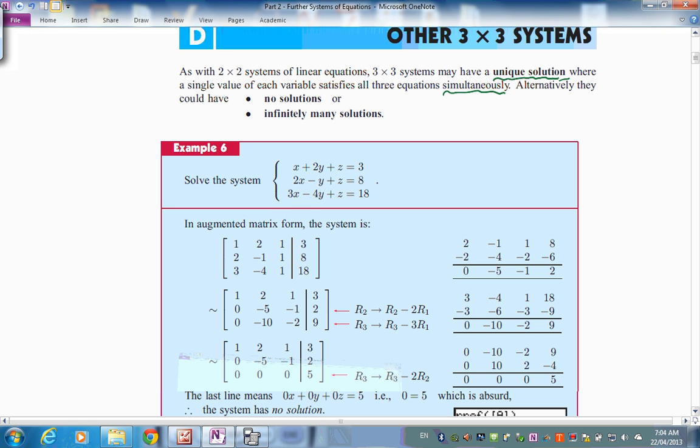Obviously, there may be no solutions, no particular x, y and z that works in all of them. Just remember, no solutions means there is no particular value of x, y and z that works in all of them together. Or there might be infinitely many solutions, as we saw in the 2 by 2 system, where, for example, if 2 lines were coincident and lie on top of each other, there'd be an infinite number of solutions. So let's have a look at this system here.